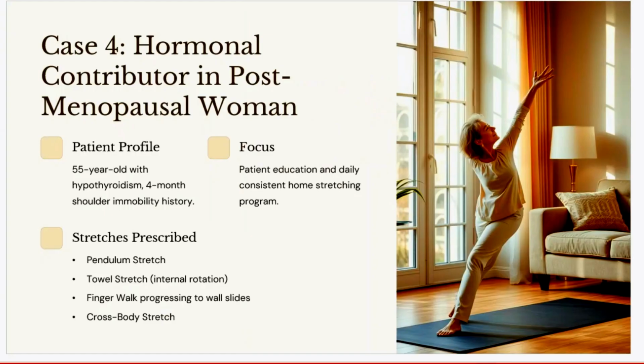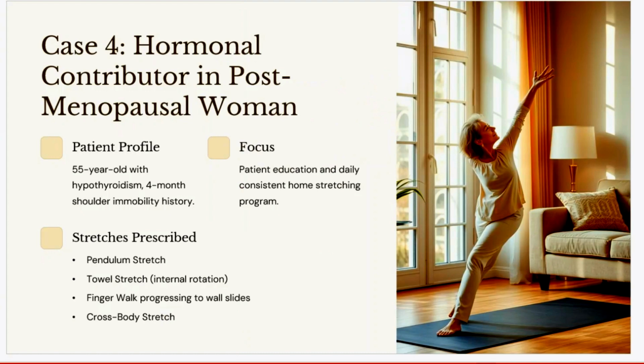This first case scenario is a hormonal contribution in a postmenopausal woman. A 55-year-old with hypothyroidism and a 4 month history of shoulder immobility. Remember that she has hypothyroidism, so that means some kind of thyroid dysfunction is present here, right? So the major focus is patient education. You need to educate the patient about hypothyroidism, the shoulder immobility, and the delay in their treatment plan as well.